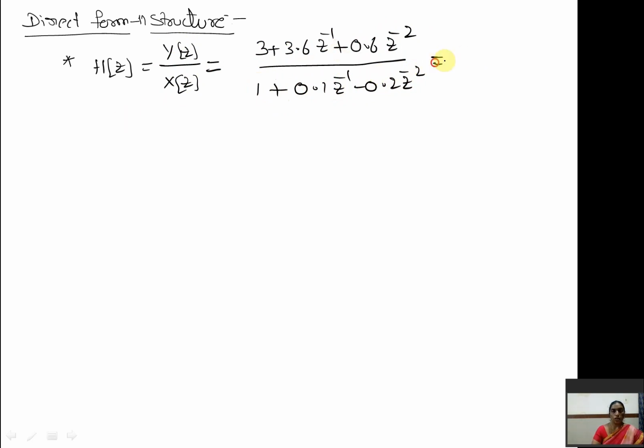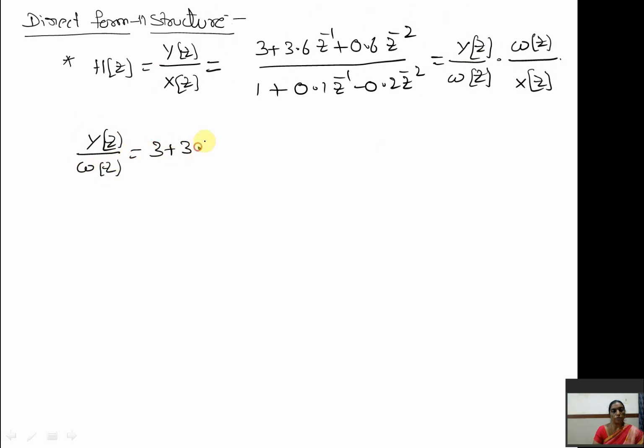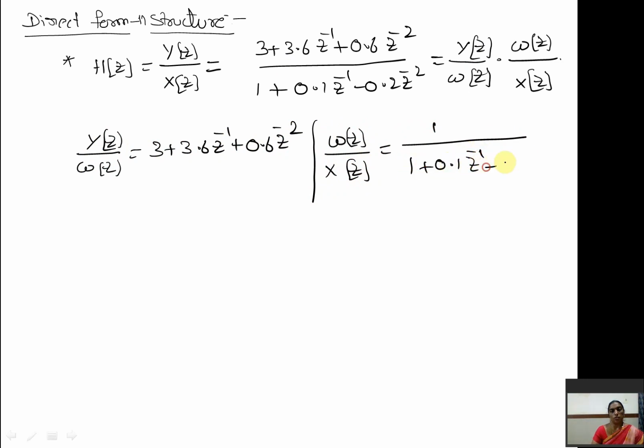In this case take a dummy variable, W of z, in the middle. So Y of z by X of z is rewritten as Y of z by W of z into W of z by X of z. Here Y of z by W of z is the numerator polynomial, then W of z by X of z is nothing but 1 by 1 plus 0.1 z inverse minus 0.2 z power minus 2. Always remember, the numerator polynomial is completely assigned to Y of z by W of z, and W of z by X of z is 1 by the remaining part, the denominator polynomial.